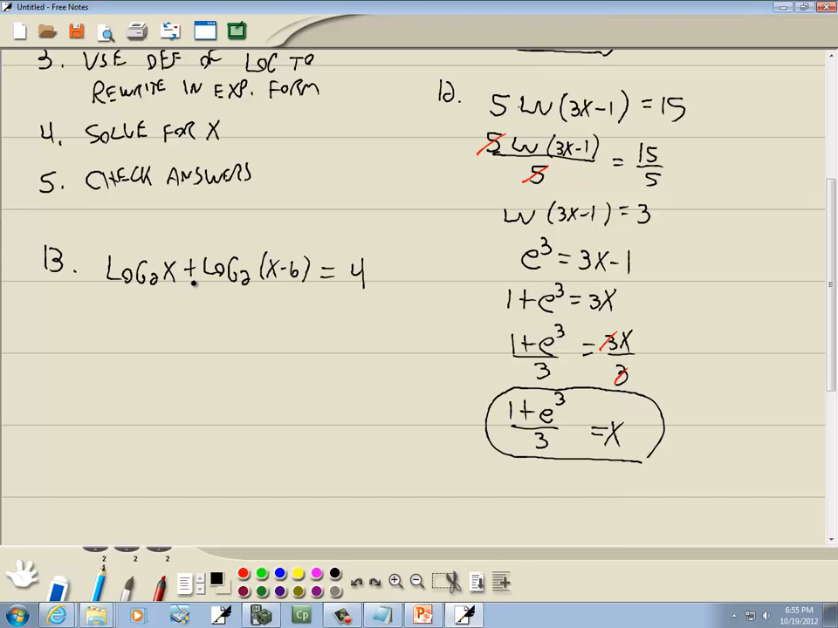Okay, focus. Okay, first step, get everything with a log on one side, numbers on the other side. Well, step 2, we want to use properties of logs to get a single log. Well, we got log of something plus log of something. Addition becomes multiplication. So we're going to have x times x minus 6 equals 4. Well, x times x is x squared. X times negative 6 is negative 6x.